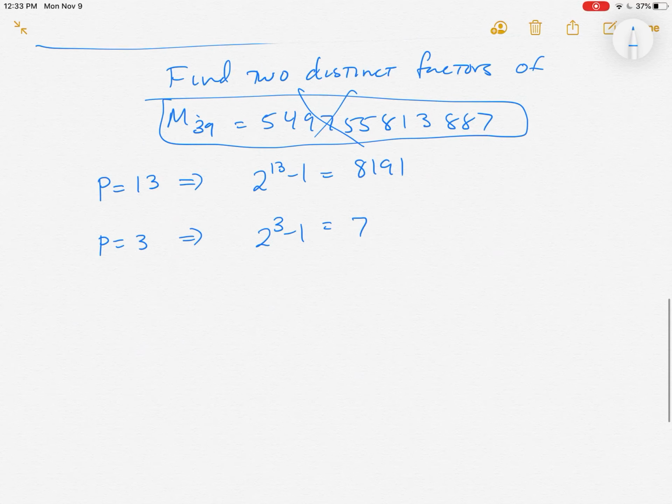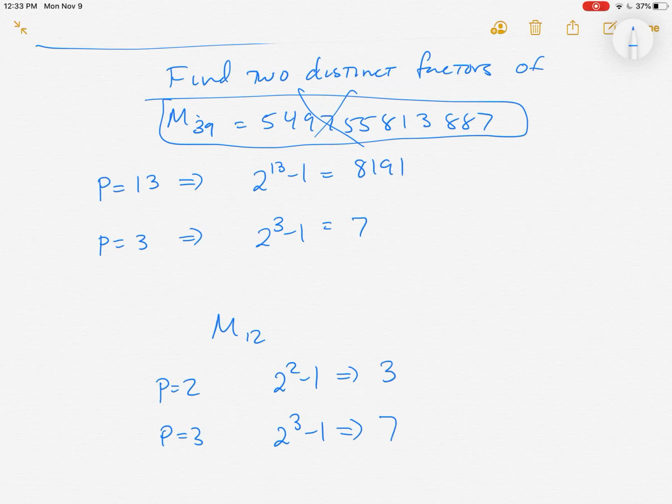So, for example, if they said m sub 12, well, then you know p being 2 and p being 3 would go in that. Whatever this m sub 12 number is, you know 2 squared minus 1 and 2 to the 3rd minus 1 will absolutely go into that number. Namely, 3 and 7 will go into that number. So, pretty exciting.